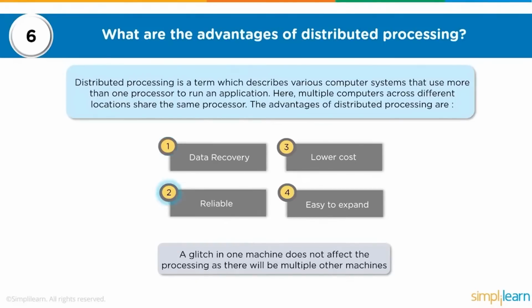The second point: a glitch in one machine does not affect the processing, as there will be multiple other machines, like we discussed in the blockchain. Several cost-effective mini computers are used instead of costlier mainframe machines. So instead of having a server bank, I can have multiple machines interconnected together, and they can function in that particular blockchain or for that particular distributed processing mechanism. Depending on the amount of data processing, more computers can be attached to the network. Thus, you can increase the number of computers that are part of that blockchain, or you can reduce them as and when necessary.